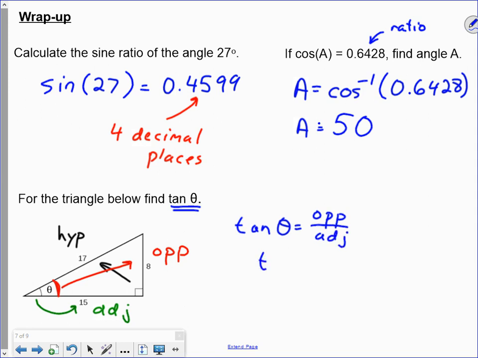So tan theta has to be, what is our opposite side? It is 8. What is our adjacent side? It is 15. So tan theta, 8 divided by 15, 0.5333. Again, 4 decimal places in that ratio for accuracy.